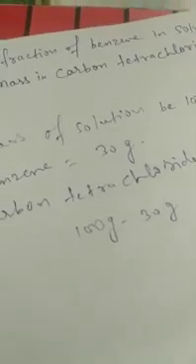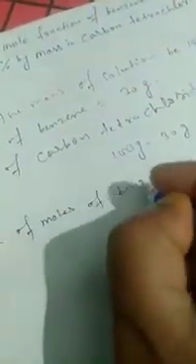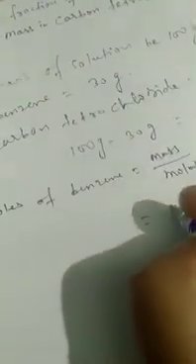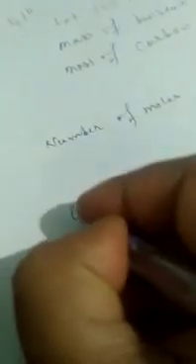So let us calculate the number of moles of benzene. The number of moles of benzene is equal to mass divided by molar mass. So what is the mass? Mass is 30 gram, and now the molar mass of benzene. Let us write down the formula of benzene, C6H6. This is benzene.